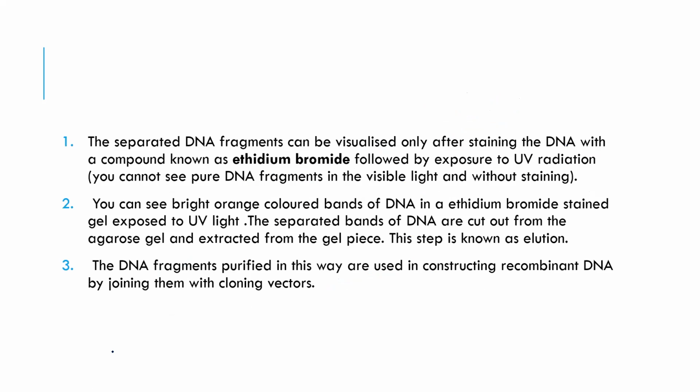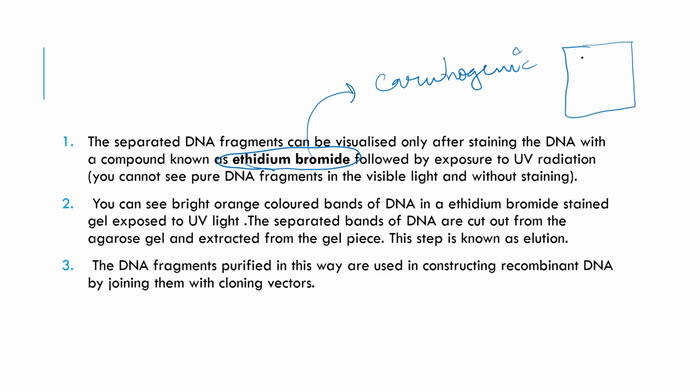The separated DNA fragments can be visualized only after staining the DNA with a compound known as ethidium bromide. Ethidium bromide is carcinogenic, so we always handle it with gloves. I've done this experiment, so I know. You cannot visualize the bands just like that in the agarose gel; they will not be visible to the naked eye. We have to expose it to UV radiation, and then only can we visualize the bands. You can see bright orange colored bands of DNA in an ethidium bromide stained gel exposed to UV light.